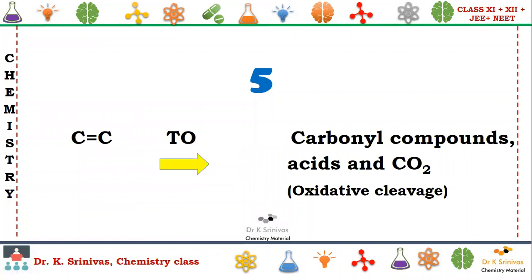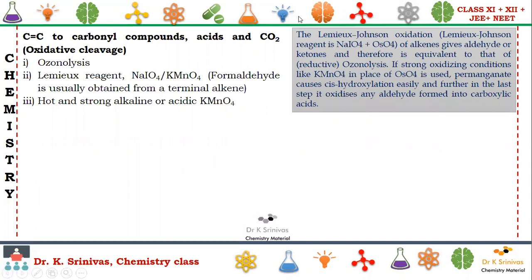Now let us go for the fifth one. What is the fifth one? In the fifth category, we have many things to discuss. One is carbonyl compound, another one is acid, another one is oxidative cleavage, which forms CO2. Now let us discuss them in detail. Students, you are seeing some matter on the right hand side. Try to pause the video and check this matter on the right hand side to complete this concept.